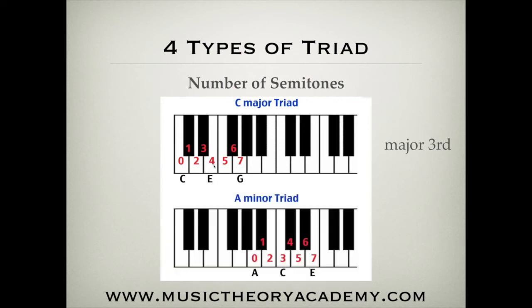The other example, the sad sounding triad, the minor triad, I built on A. Now can you see in this example, there's only 3 semitones between the root note A and the middle note, the third C, whereas there were 4 semitones here. Now that interval is a minor third, and that's where we get the difference in sound from.